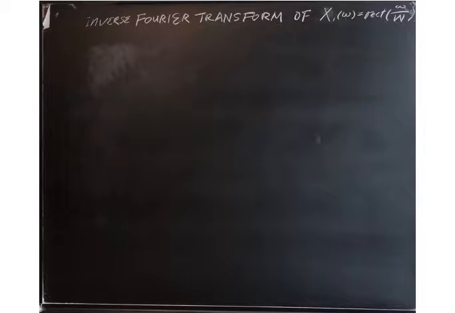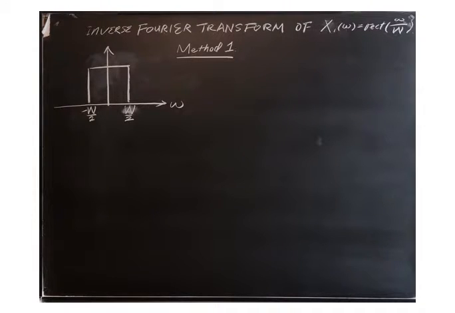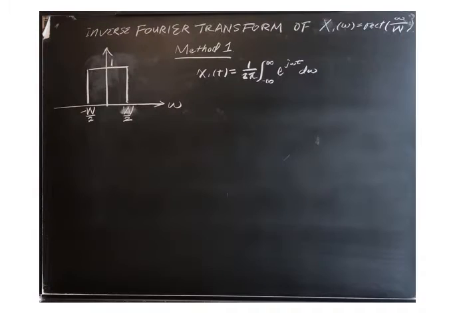So for the first question, we need to find x1(ω), which is rect(ω/W). First, we draw the graph, and for this question, we have multiple methods. The first one is more complicated but more straightforward. We do it by the hardcore integral.